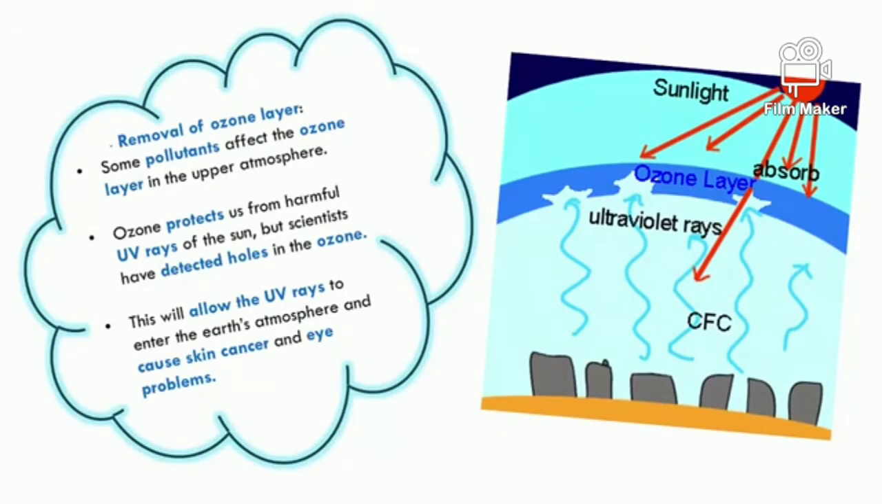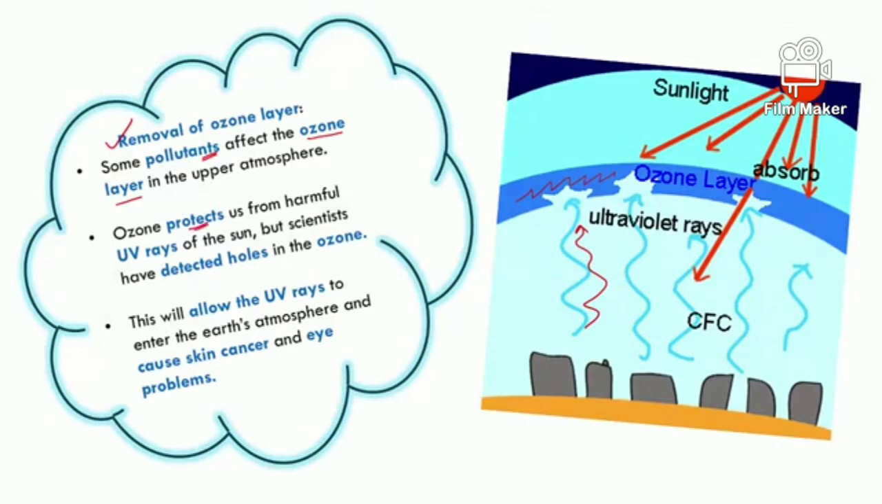Air pollution also causes removal of the ozone layer. There are some pollutants that are released into the air which affect the ozone layer in the upper atmosphere. If you can see here, these are the pollutants which are going up and they are affecting our ozone layer which is there in the atmosphere. You can see it is eating up the atmosphere.